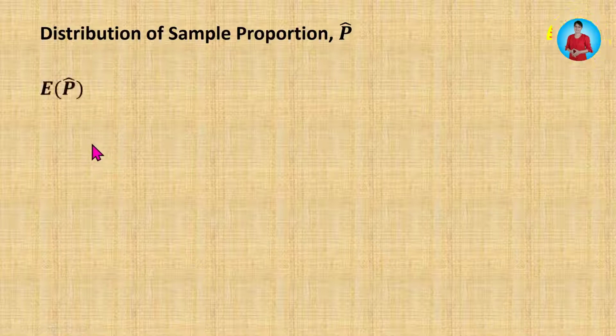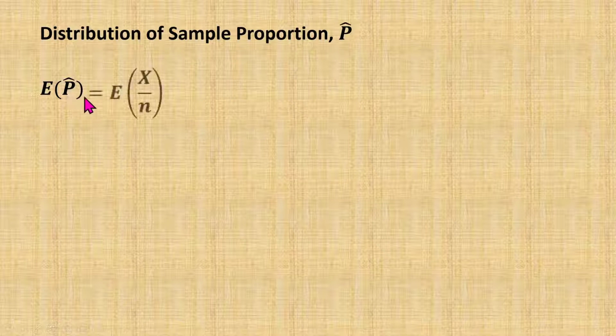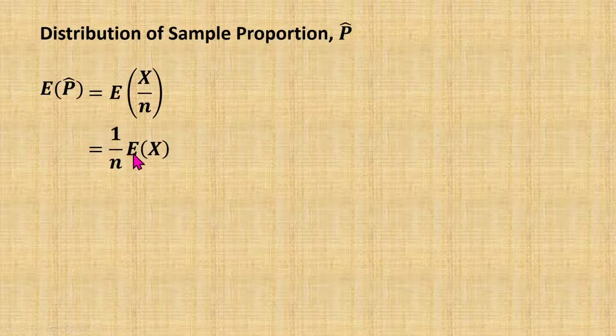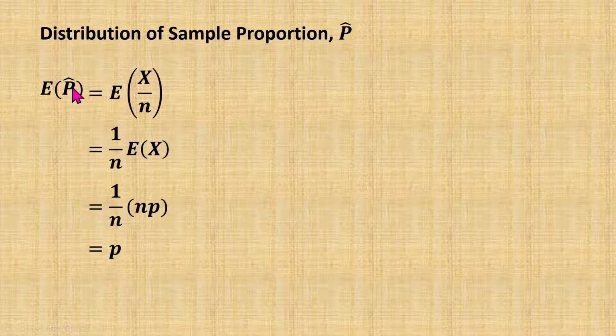Now I'm going to find the mean and the variance of this distribution of the sample proportion. For the mean, since the sample proportion is x divided by n, first I take out the constant. Then E(x) is the mean of the variable x. Since x follows the binomial distribution, the mean is equal to nP. Therefore, the mean of the sample proportion is equal to the population proportion.